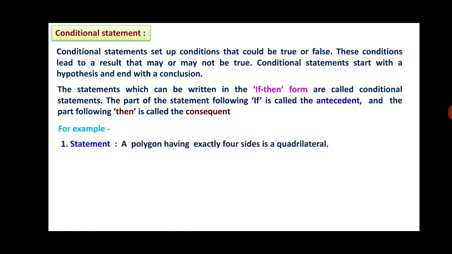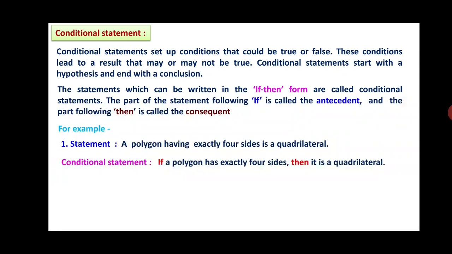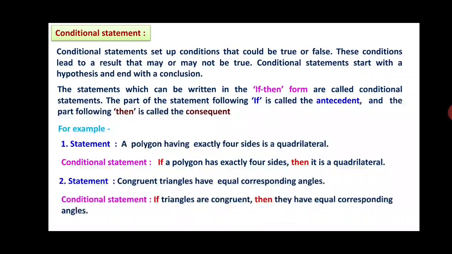For example, we'll consider one statement: a polygon having exactly 4 sides is a quadrilateral. How could it be written in the if-then form? The above statement can be written in conditional form like this: if a polygon has exactly 4 sides, then it is a quadrilateral. Let us consider one more example. The statement is: congruent triangles have equal corresponding angles. The conditional statement will be: if triangles are congruent, then they have equal corresponding angles.